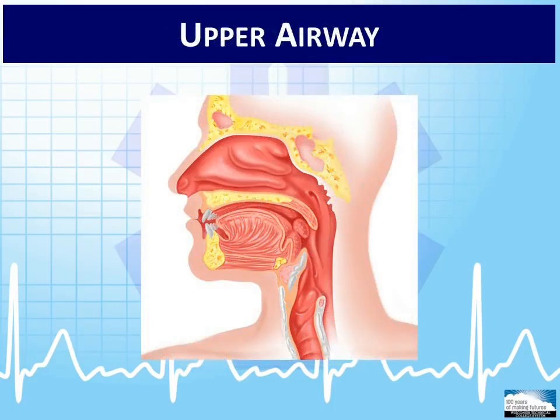Starting at the top of the respiratory system and working our way down, we first encounter the nasal cavity. The nasal cavity does more than just give us a pathway for air to enter the respiratory system. It also cleanses, warms, and humidifies our inhaled air.